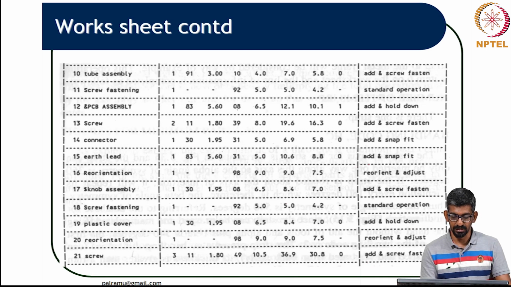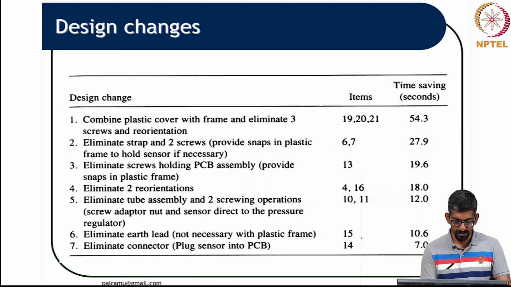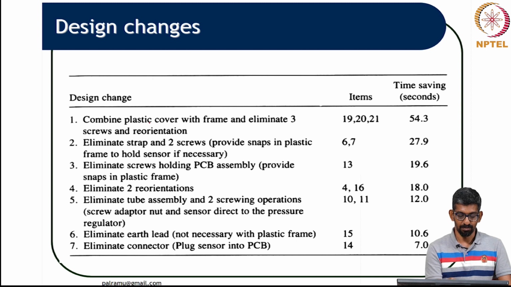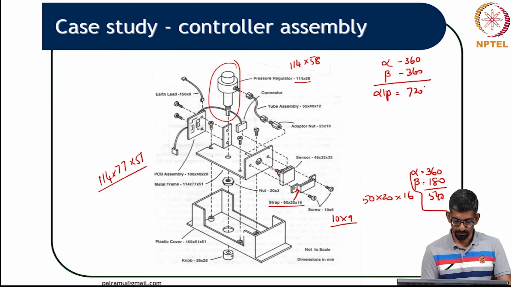For instance, the earth lead can be a snap fit, okay, and for the PCV you need to add and hold down. So, they are doing all that, and based on that they kind of come up with a design change where they say combine the plastic cover with the frame and eliminate 3 screws and reorientation. Plastic cover and frame. This is a plastic cover. Okay. This guy is the plastic cover and the frame. This is a metal frame.